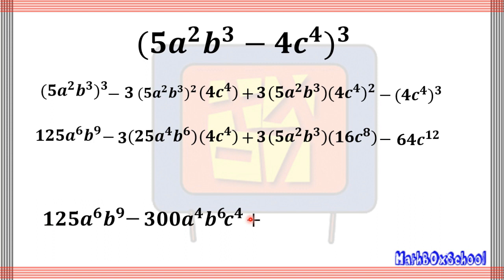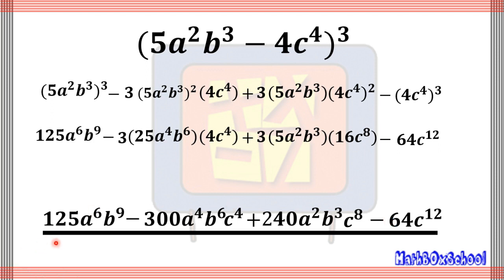Plus, so, multiply din natin si 3, 5, and 16, and that is 240 a squared b cubed c to the 8th power minus 64 c raised to 12. So, the answer will be 125 a to the 6th power b to the 9th power minus 300 a to the 4th power b to the 6th power c to the 4th power plus 240 a to the 2nd power b cubed c to the 8th power minus 64 c to the 12th power.